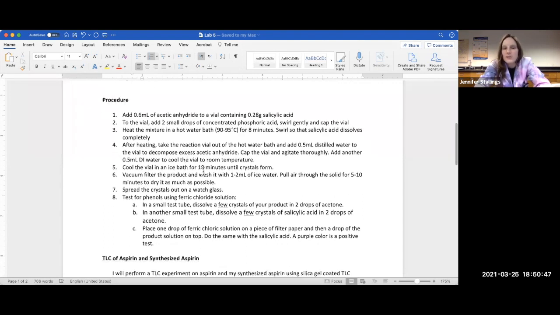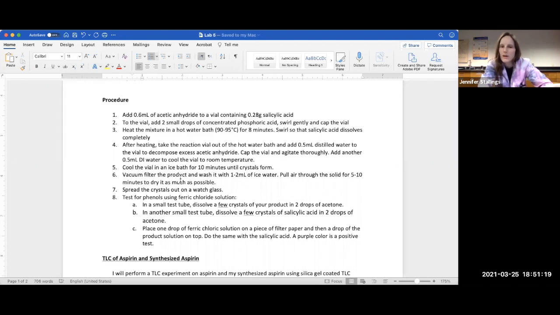And eventually I'm going to need to vacuum filter my synthesized aspirin. So I'll definitely show the setup of the vacuum filtration. What we do with the vacuum filtration is we place the synthesized aspirin in a funnel, and we use airflow to extract all the liquid from it. It's like we vacuum the sample and we vacuum out the liquid in the sample. So only the solid will remain.